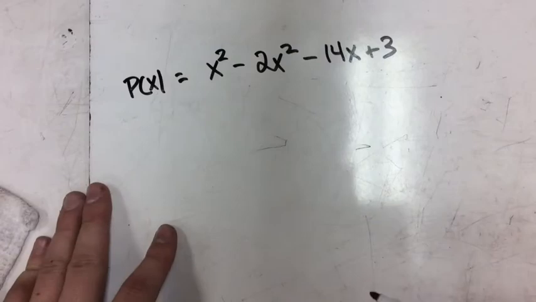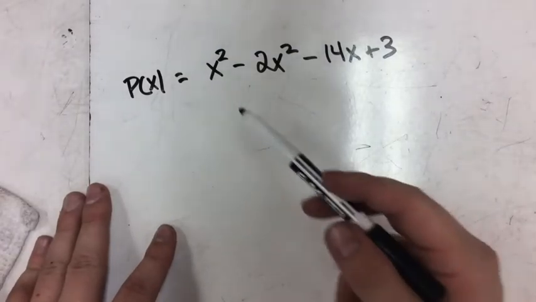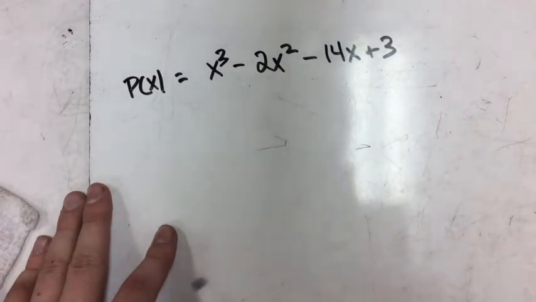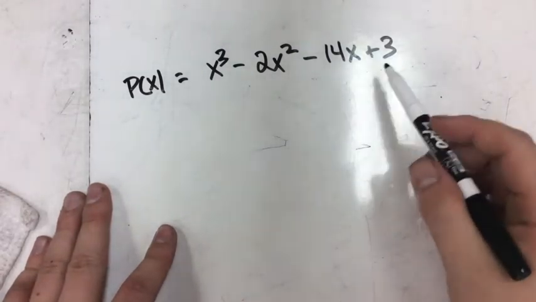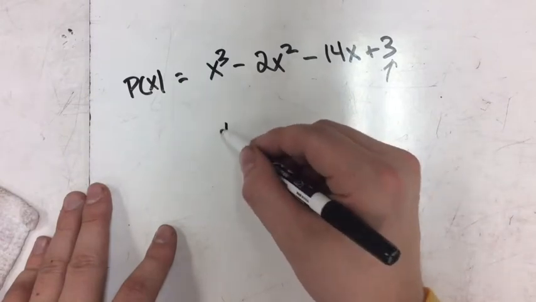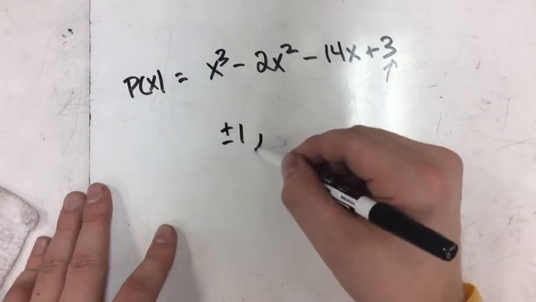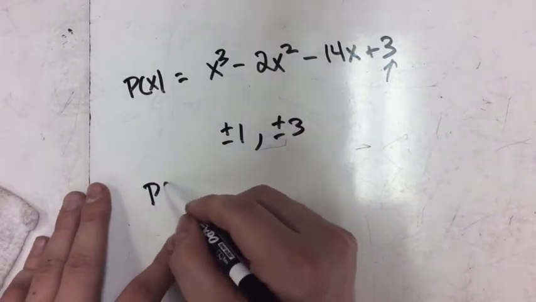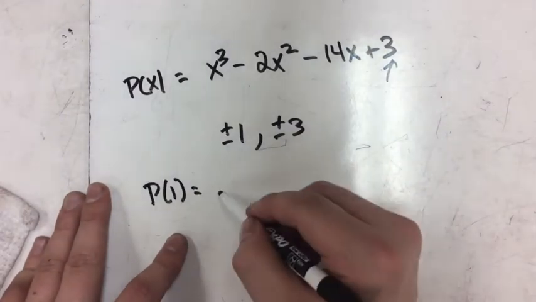Okay, let's do one more for practice. This is p of x equals x cubed minus 2x squared minus 14x plus 3. I chose this one because this is nice because there's only a few things that divide 3, and that's plus or minus 1 or plus or minus 3. So let's check these. We'll check with positive 1. It's always a good place to start.